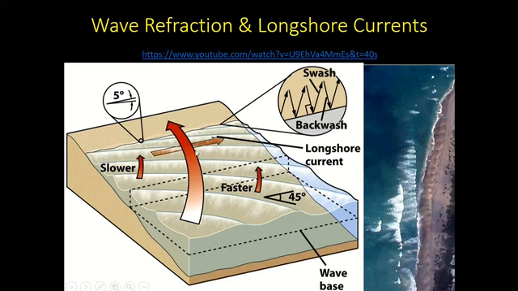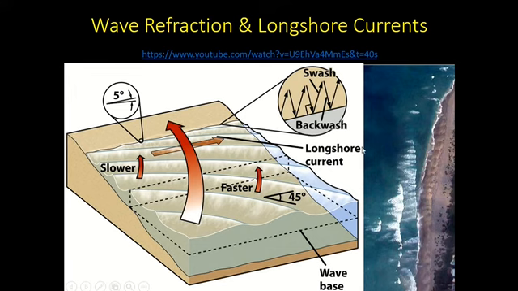The swash backwash creates a longshore current that moves parallel to the coastline and moves sand in that direction. We call the sand motion longshore transport or longshore drift. Basically, the sand is drifting along the coastline. The current is the actual movement of the water itself.